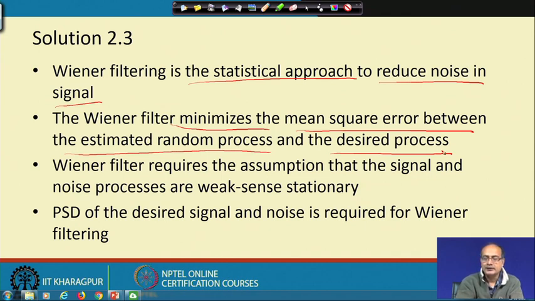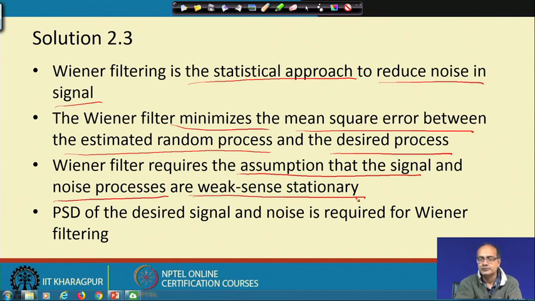And thereby, whatever output we get, we would like to reduce that, and that is the way the Wiener filter works. The Wiener filter requires an assumption about the signal and the noise: they should be at least weak sense stationary, that means the characteristics should be stable and should not change with time. So, for a non-stationary signal, the Wiener filter is not a good choice.